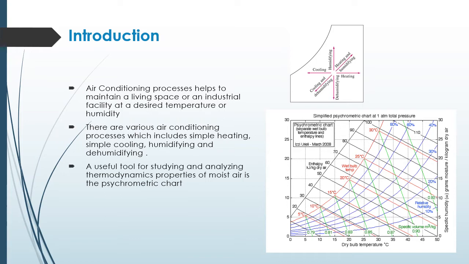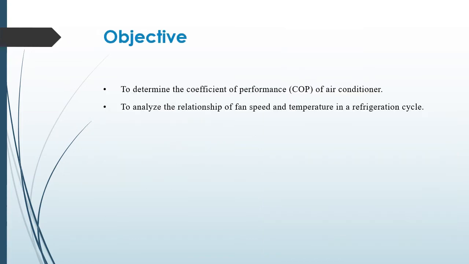This psychrometric chart helps us to calculate and analyze the work and energy transfer of various air conditioning processes. Basically, in this experiment, we have two objectives. First, to determine the coefficient of performance (COP) of the air conditioner. Second, to analyze the relationship of fan speed and temperature in a refrigeration cycle. That's all for me. Thank you.